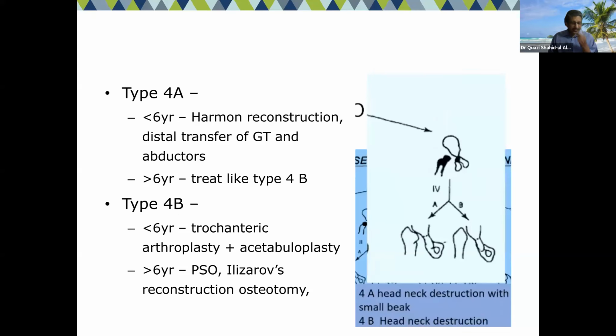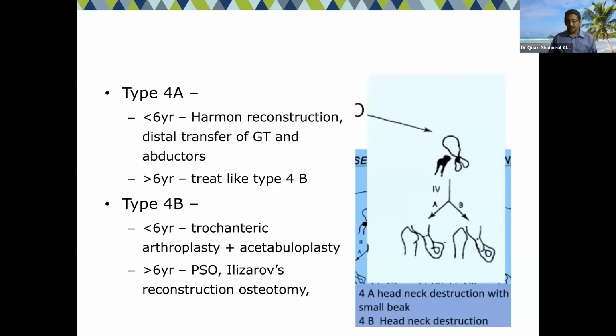If it is a type 4A, that means the head and neck are totally destroyed, but a small medial beak is present, then you can proceed with hip reconstruction. But the age has to be less than 6 years. Don't forget to transfer the greater trochanter along with the abductors if you go for hip reconstruction procedures. But if the child is more than 6 years of age, even if it is a type 4A, then treat it like type 4B. So let me now focus on what we can do for type 4B.